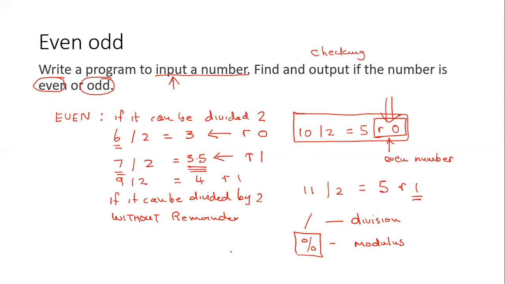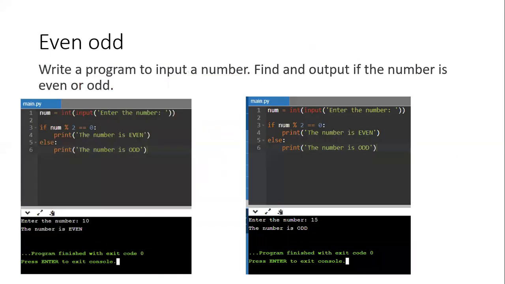So if we check whether the number modulus 2 gives us a remainder of 0, we will then know that the number is even. These are the main points that we need to understand when we are writing this program to determine if it is even or odd. Let's look at the solution.